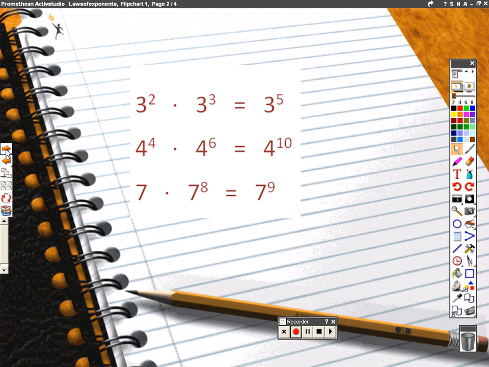3 to the second times 3 to the third equals 3 to the fifth. 4 to the fourth power times 4 to the sixth power equals 4 to the 10th power. 7 times 7 to the 8th power equals 7 to the 9th power. Take a moment and see if you notice a pattern.